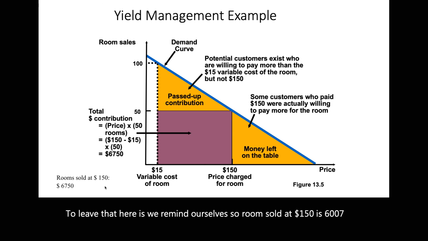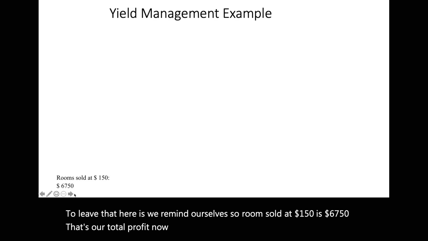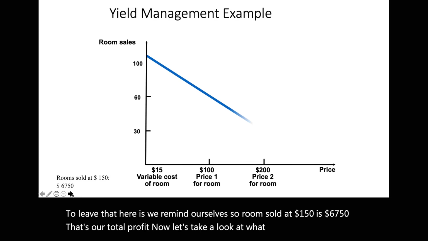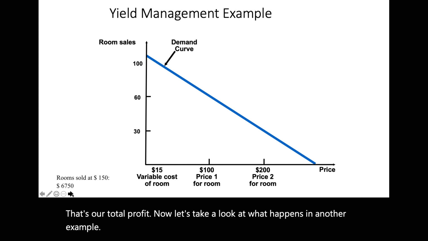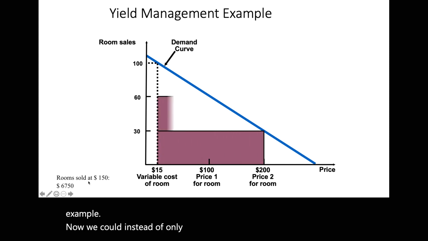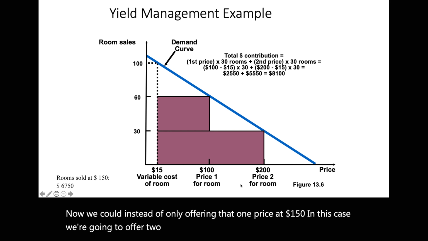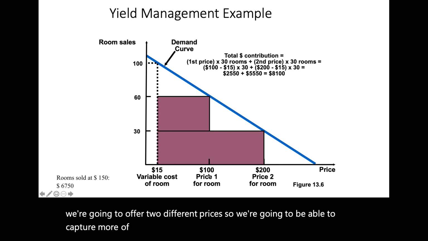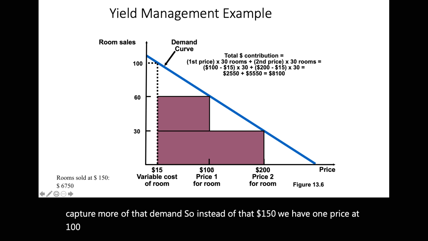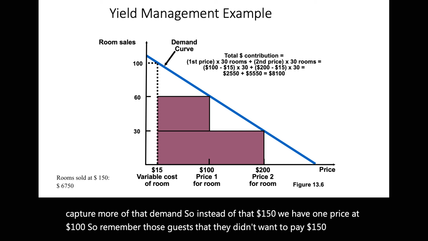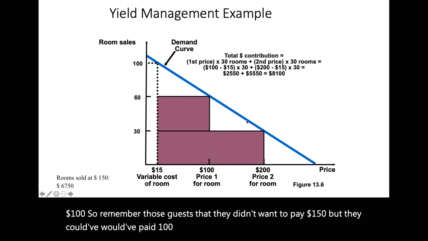Now instead of only offering that one price at $150, in this case we're going to offer two different prices, so we're going to be able to capture more of that demand. Instead of that $150, we have one price at $100. Remember those guests who didn't want to pay $150, but would have paid $100? Well, we've captured that demand. But we also have the guests who paid the $150 but were actually willing to pay more. They would have paid $200. So we've captured that demand.